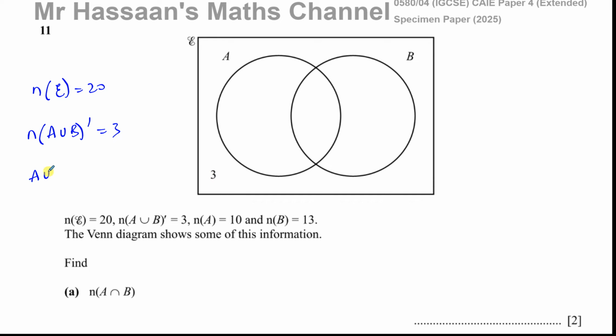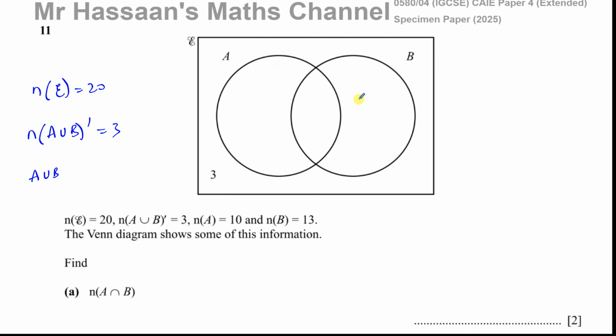We know that A union B means everything that's inside A or everything inside B. You don't include the intersection twice, you include it just once. So you count all the elements in A, and then all the elements in B, excluding the ones here because they've already been counted from A, and that gives you the number in A union B. But when you've got this dash, this complement, it means whatever's outside of those. So this 3 refers to the elements outside of these two circles.